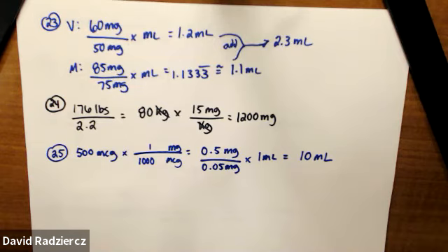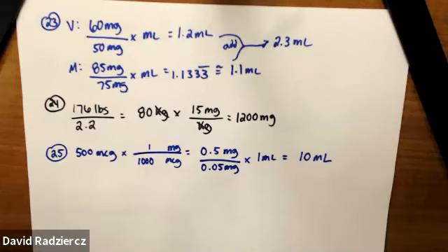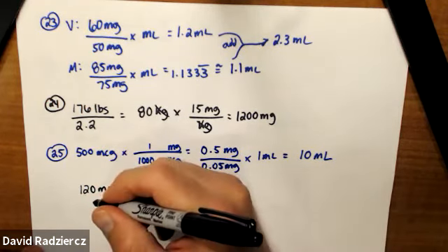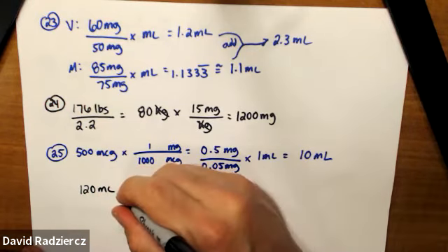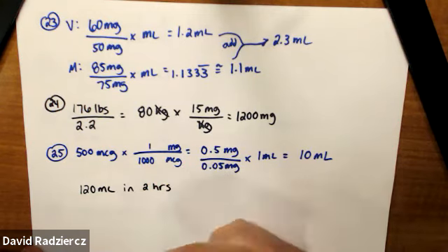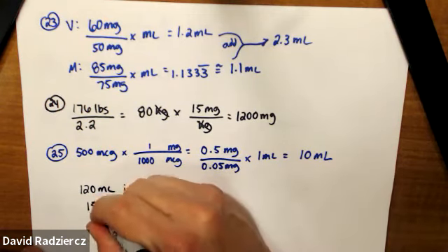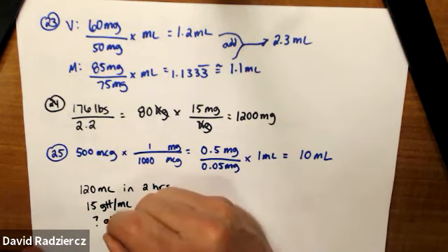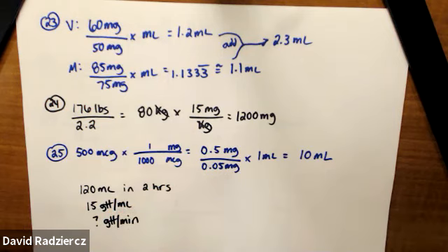So is the actual test going to be pretty much set up just like this practice test? Correct. As a hypothetical flow rate question, let's say I have something that's infusing at 120 milliliters in 2 hours, with a drop factor of 15. And I want to know what is the drops per minute.